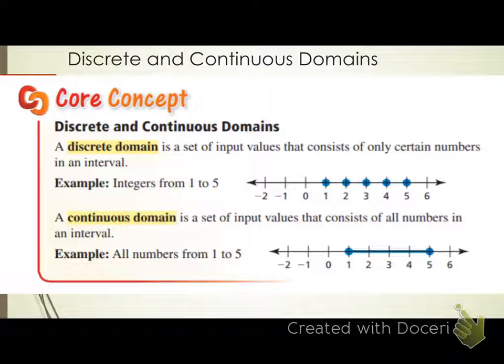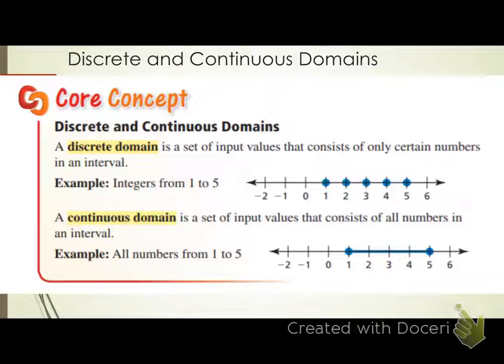Okay, those two words are called discrete and continuous. A discrete domain is a set of input values that consists of only certain numbers in an interval. So there's a set amount of points. The points are not connected. I cannot include points between those two points.